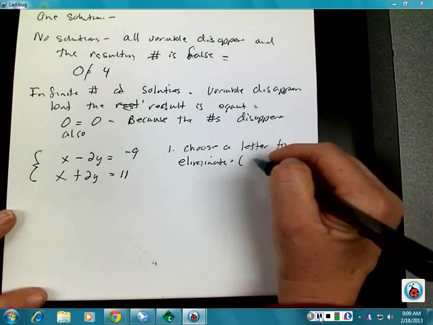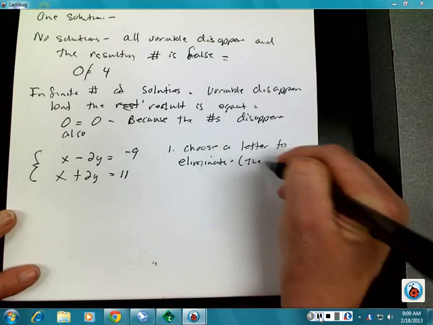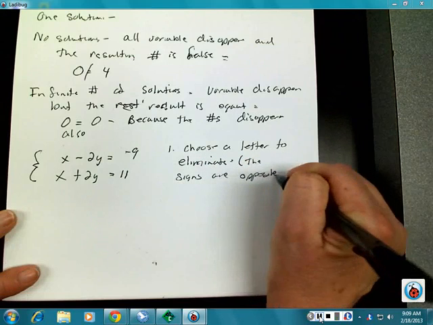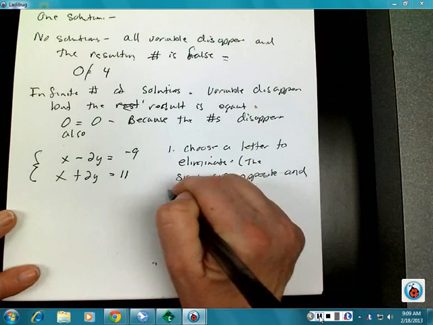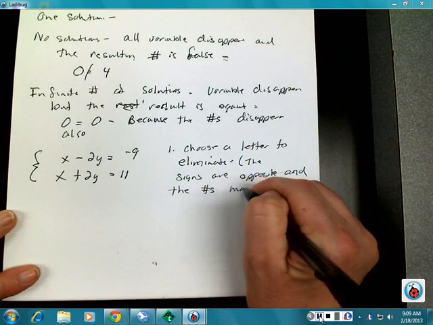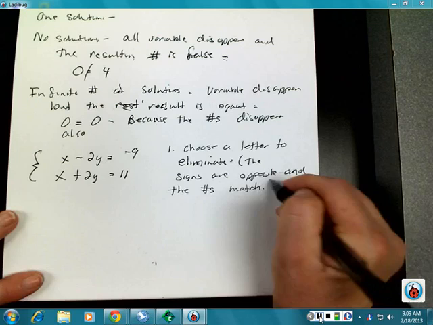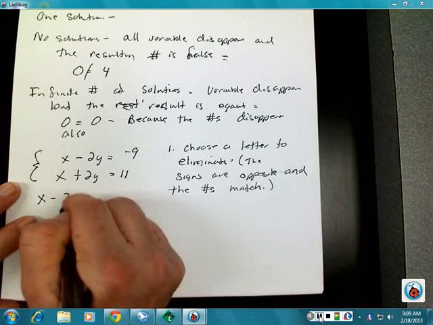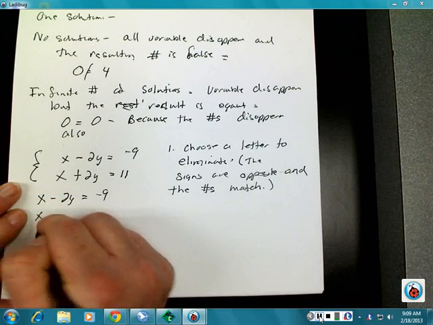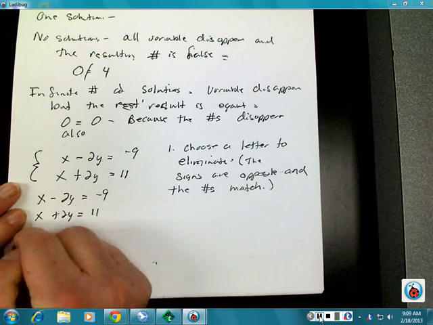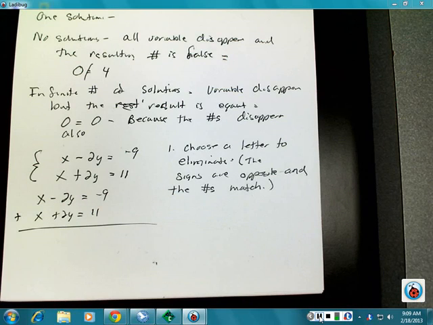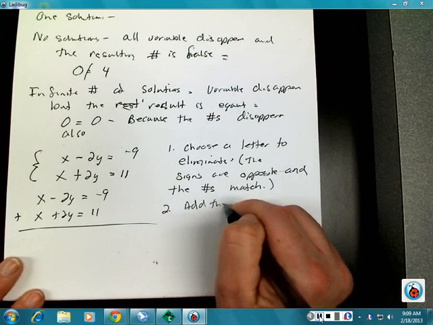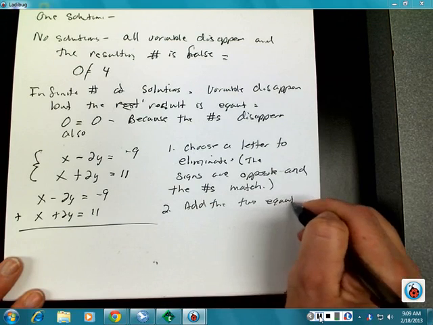What you're going to look for to eliminate a letter is that the signs are opposite and the numbers match. Now, some of them we're going to have to force to match, but in this case they do. So we're going to take x minus 2y equals negative 9 and x plus 2y equals 11, and we're just going to add those two together. So step 2 is add the two equations together.